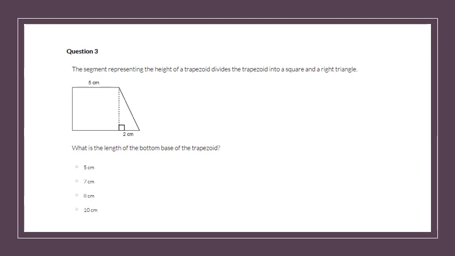Number 3. The segment representing the height divides the trapezoid into a square and a right triangle. What is the length of the bottom base of the trapezoid? Okay, so I've got 5 here because it is a rectangle and they are parallel. So all I have to do to find the bottom base is add these two. 5 plus 2 gives me 7 centimeters.